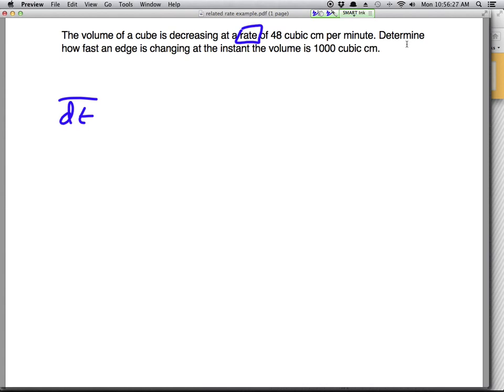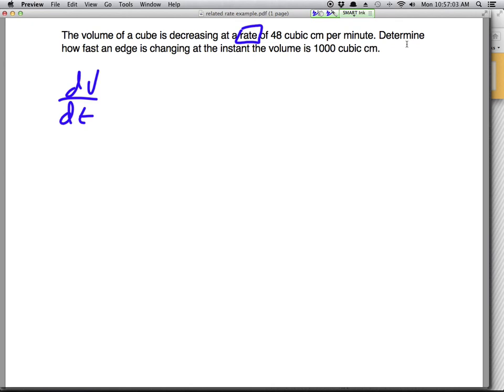So Garrett, what is changing? If it's a rate, that means something's changing. What is it that's changing in that sentence? It says the volume of a cube is decreasing at a rate of 48 cubic centimeters per minute. What's changing? The volume. So what needs to be on top? dV, very good. See how we work through that? You see the word rate. What do I need to write down? Something over dt. And then what do I look for? What's changing? Whatever is changing needs to go on top.